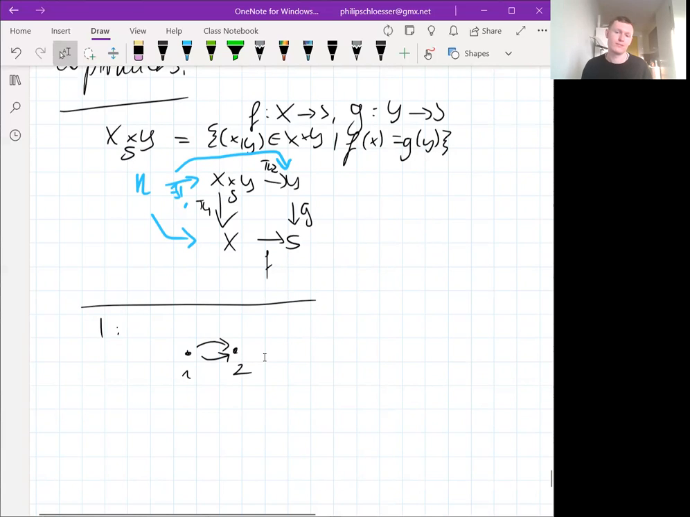Okay, so equalizer and co-equalizer are the more abstract notion of kernel and co-kernel of a map. Do with that information whatever you want. Apart from that, I believe I'm done.